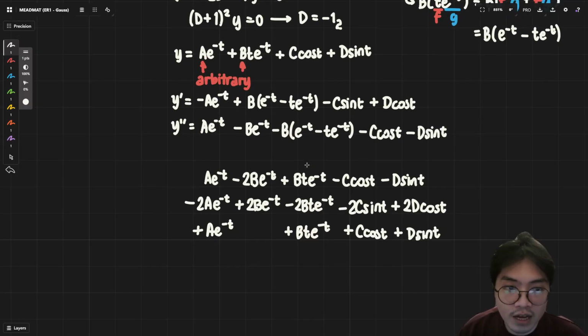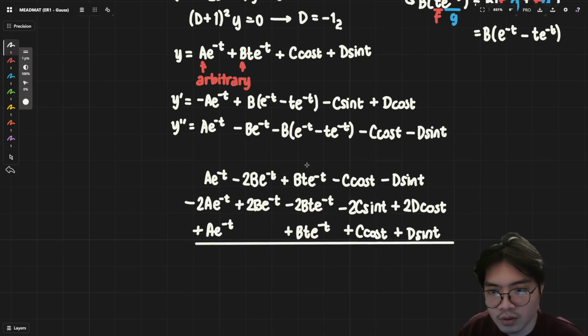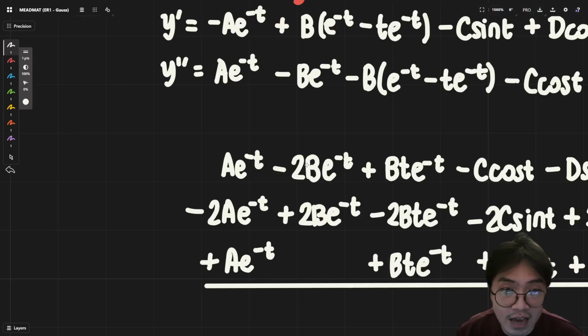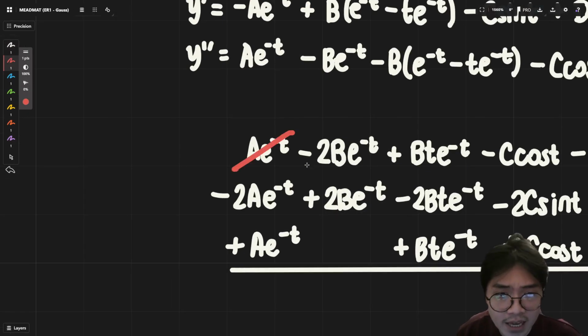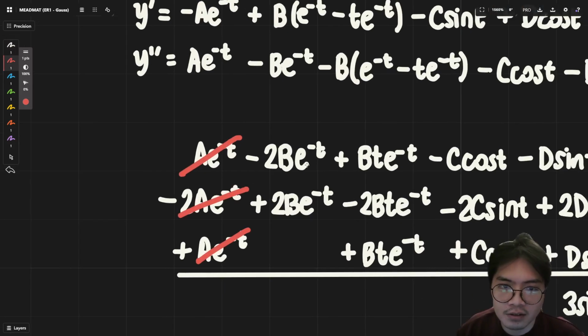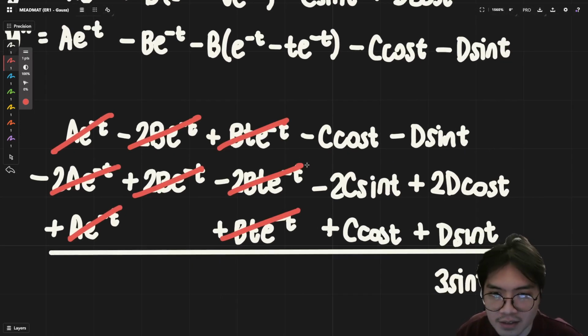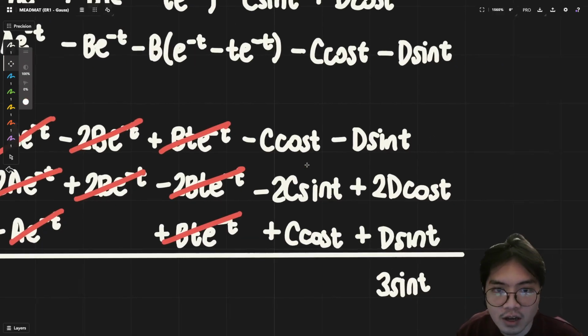And then all of that should be equal to 3 sine t. So now notice, all of these guys get canceled out. A, that's plus 2a minus 2a, cancel. Plus 2b minus 2b, cancel. Plus b minus 2b, you cancel that as well. Now you can also cancel a couple of things in here.